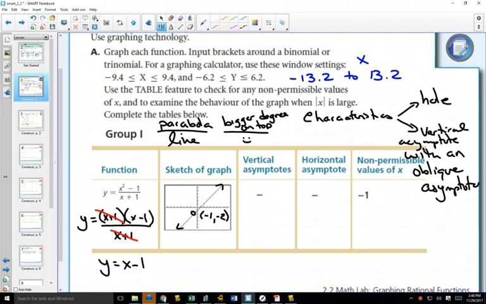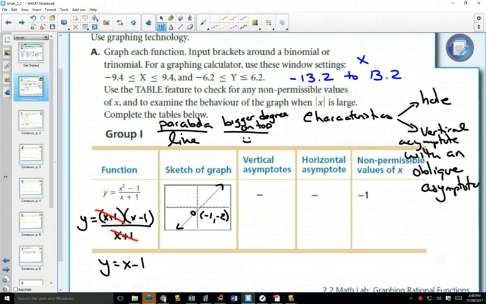Well, what would happen if I plugged in -1 for x? What would y be? -2. That's the coordinates of our hole. So even though our non-permissible value disappears, and we get something that we can always graph, it still has a hole in the graph because -1 is still a non-permissible value, because your non-permissible values are based on your original function. So even though you can simplify it, when you go back to your original equation, -1 wasn't allowed.